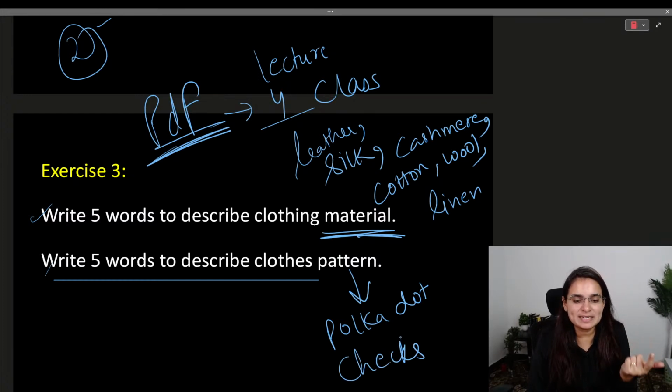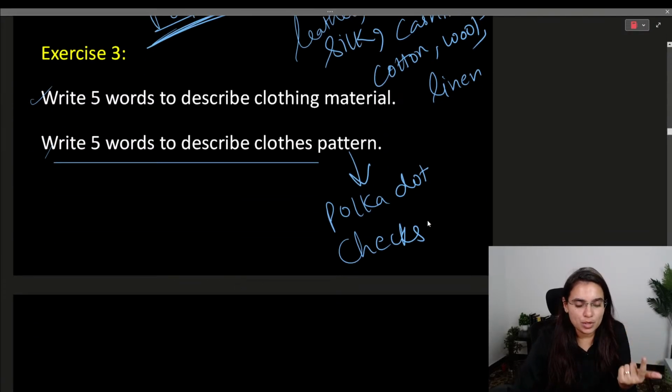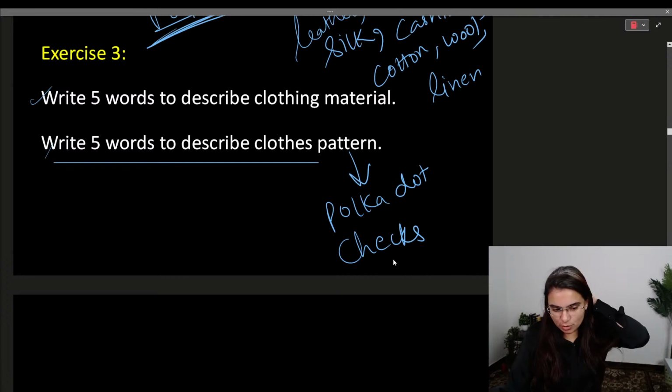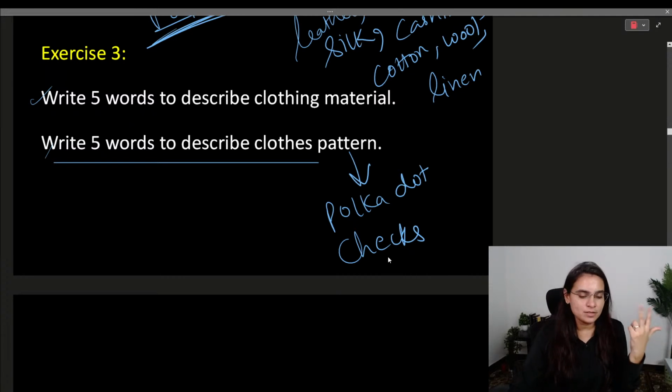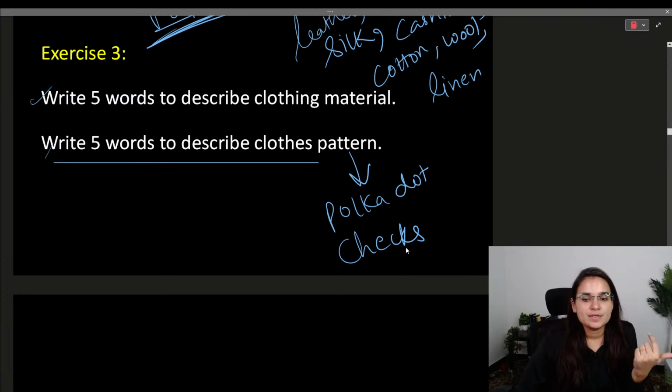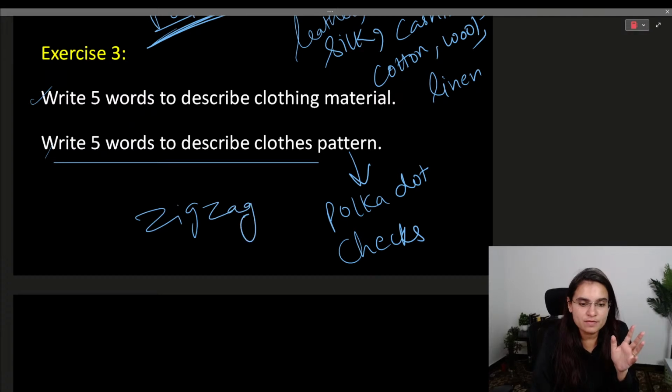Can you think of patterns now? Materials are done. Polka dots, checks, any other pattern that you can think of? Cotton, denim, leather, good words. Zigzag. Yes, you have a lot of those. Lines is another pattern that you see in dresses a lot.